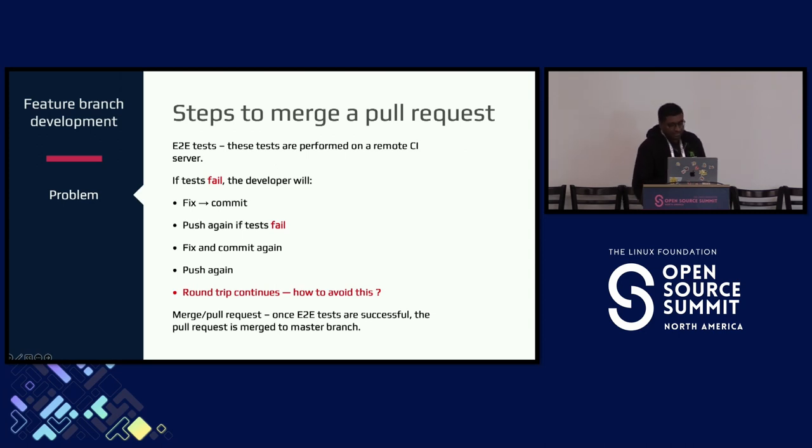But once these end-to-end tests are successful and somebody approves your PR or a merge request, you would generally merge it to a master branch or a main branch. This is the ideal dev cycle that most people will follow.